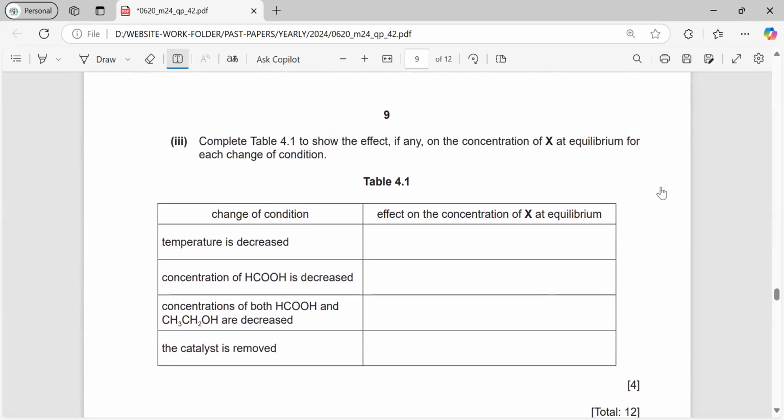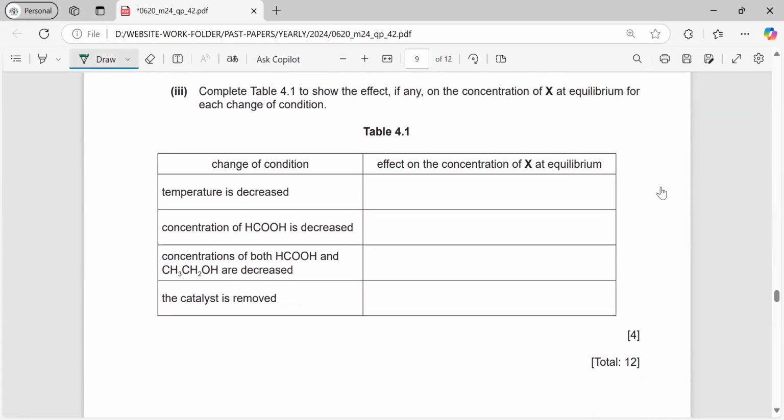Next, complete the table to show the effect, if any, on the concentration of X at equilibrium for each change of the condition. Now we have to see that if we change these conditions in the reaction, what will happen to the position of X, which is ester. So if the reaction moves forward, then the ester concentration will increase. And if the reaction moves backward, then the X concentration will decrease.